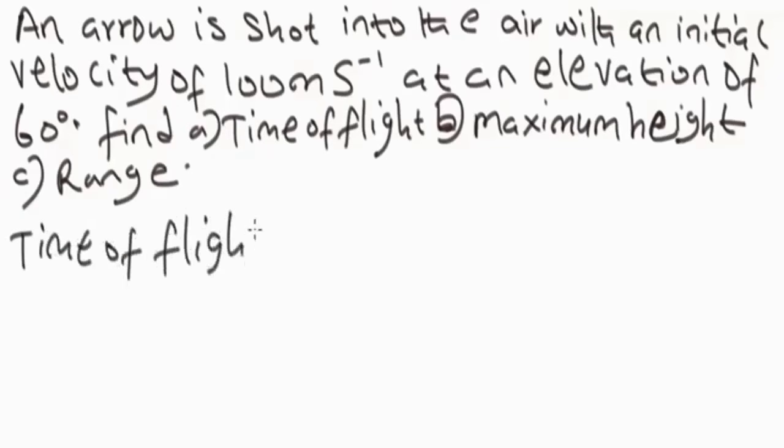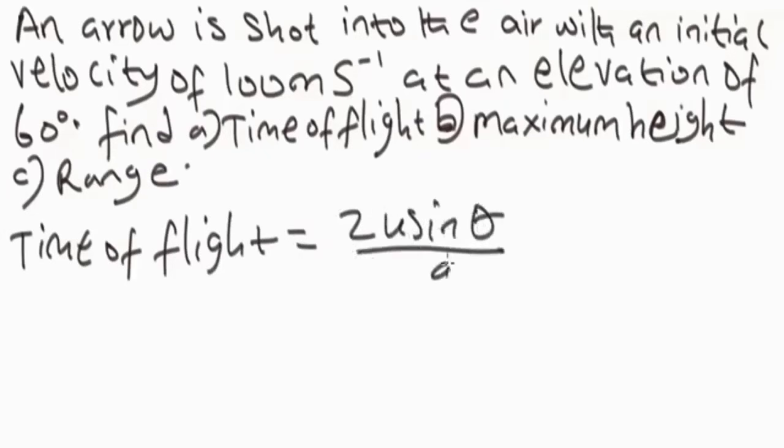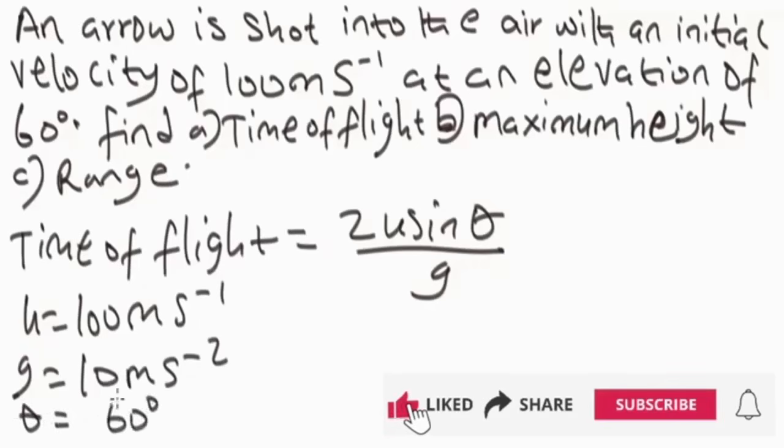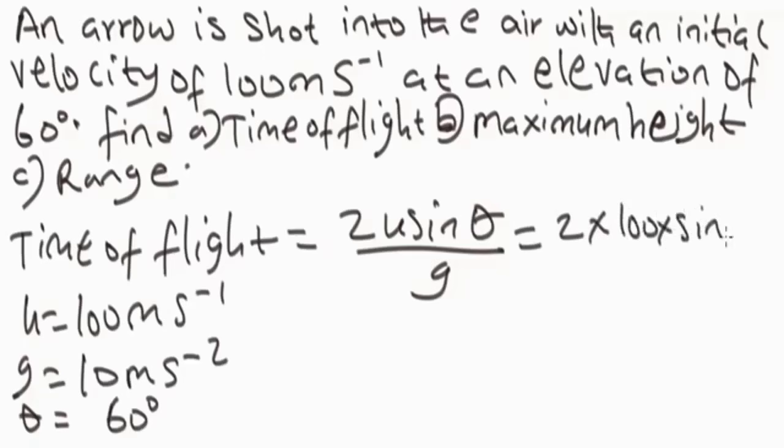Time of flight equals 2u sine theta over g. In this question, our u, the initial velocity, is 100 meters per second. Our g, acceleration due to gravity, is a constant, 10 meters per second squared. And our theta is 60 degrees. So if you substitute the values, you're going to have 2 times 100 times sine 60 degrees over 10.